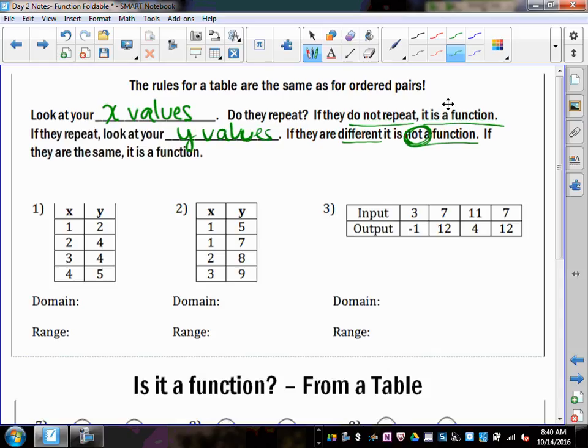Alright, so I want you to go ahead and try 1, 2, and 3. Decide, is it a function? And also list your domain and range. And remember, input are your x values, output are your y values. Go ahead and do this on your own right now. Decide if it is a function, and list your domain and your range for each. Give you a couple minutes for that.